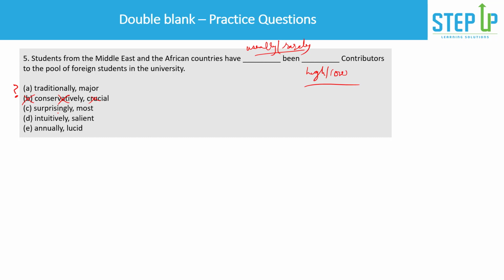Have surprisingly been most contributors. Again, no. Most, surprisingly, you could have still said, okay, maybe, but this most definitely doesn't go here. Students from the Middle East and African countries have intuitively, no, nothing to do with intuition here, have annually been lucid contributors. Lucid is so wrong, right? So the only correct option is A. So this is how we use logic and attempt these questions.